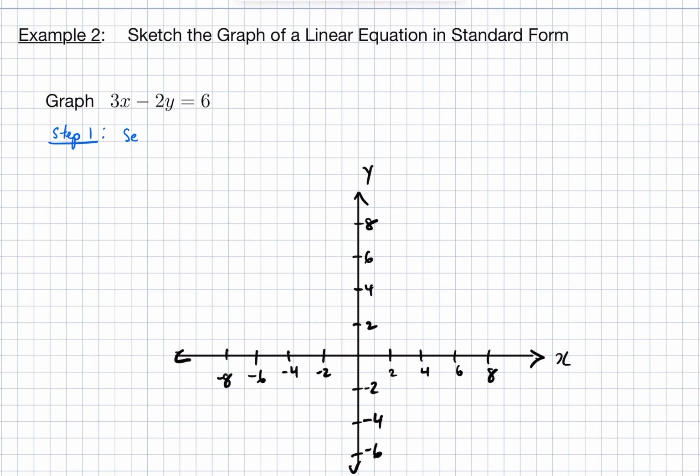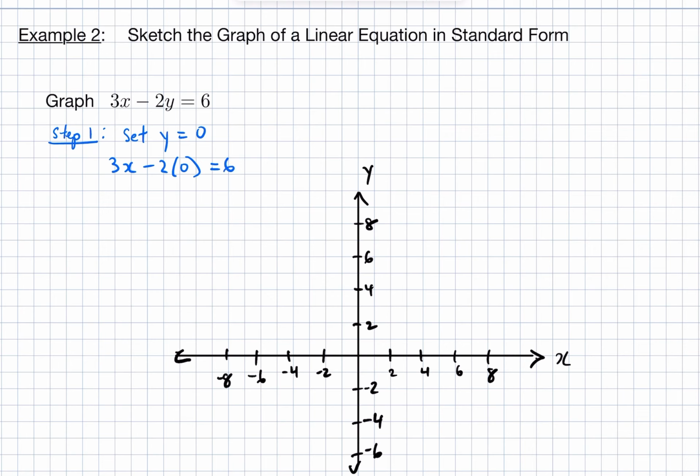Is we're going to set one of the variables equal to 0. Okay, so I'm going to say that I'm going to set y equal to 0. Okay, so when we do, we're going to solve for x. So we have 3x minus 2 times 0. We said we're going to set y equal to 0, and so we insert 0 there. And that's going to equal 6.